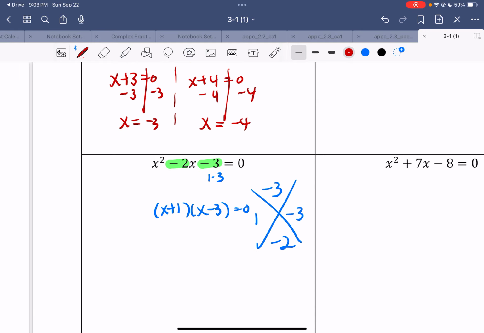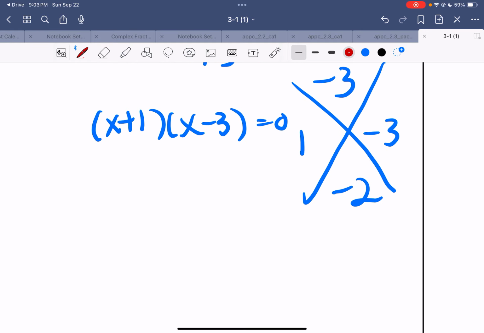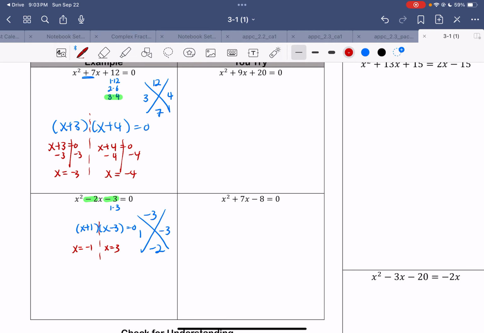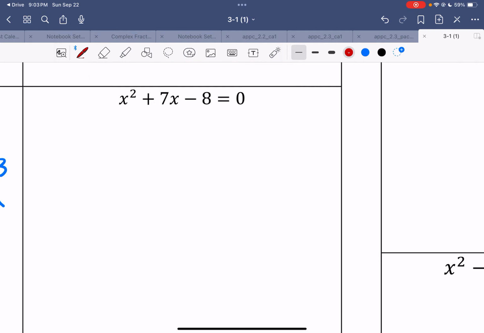But as you can see the pattern, the only thing you really have to do is flip the sign. So it's going to be negative 1. It's going to be positive 3. Okay. Let me go over one more question with you here.